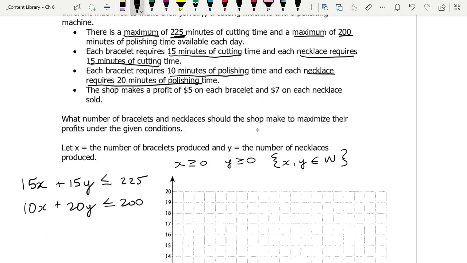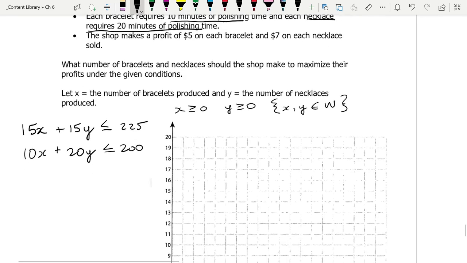But I have one more equation I need. I need my optimization equation. My objective equation is what they called it in your notes. What is the profit based on? Profit is based on, I make $5 for each bracelet and $7 for each necklace. So, what's this one going to look like? Okay, for this one, let's use Desmos.